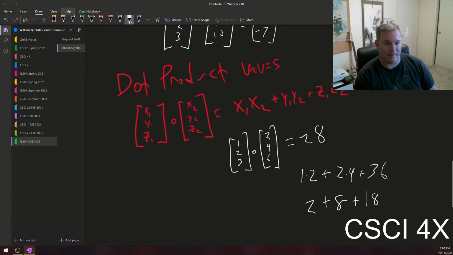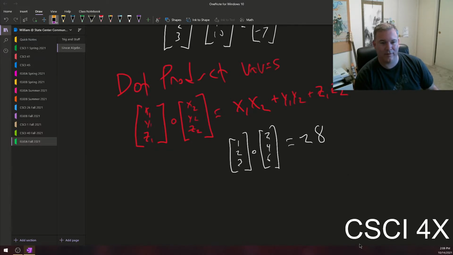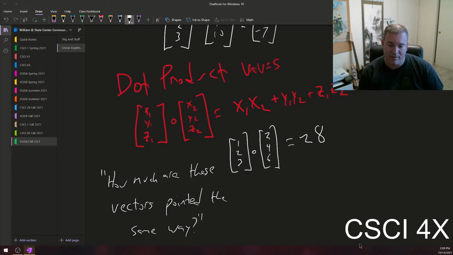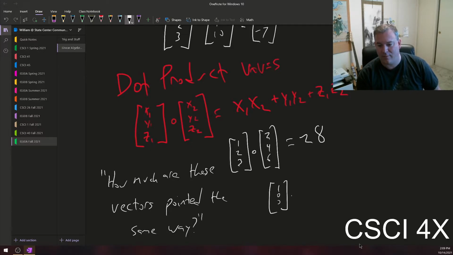Now, what is the meaning of that? What do you do with the dot product? Well, what we talked about earlier was dot product in English is how much are these vectors pointed the same way. And normally we do this with normalized vectors. So normally these vectors have a length of 1. So for example, we'll have 1, 0, 0, dot producted with 0, 1, 0.